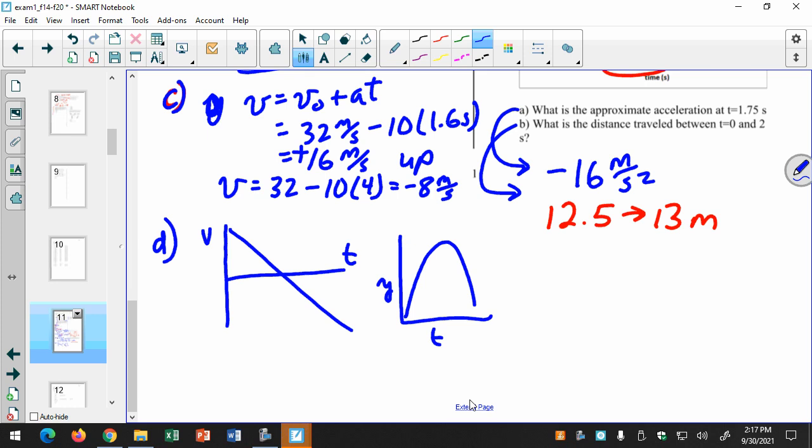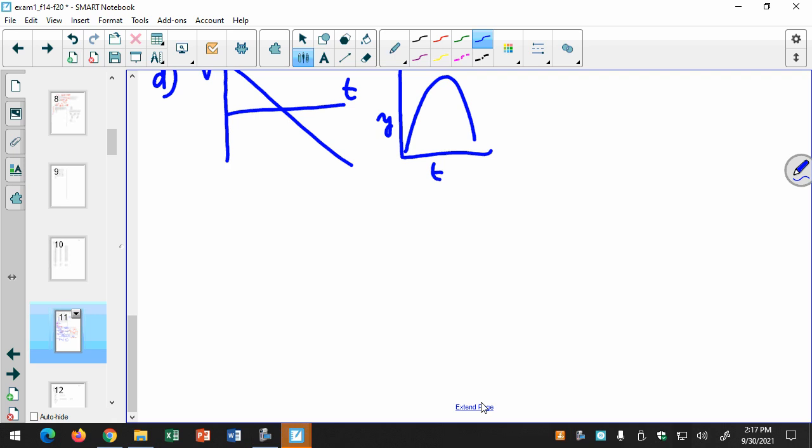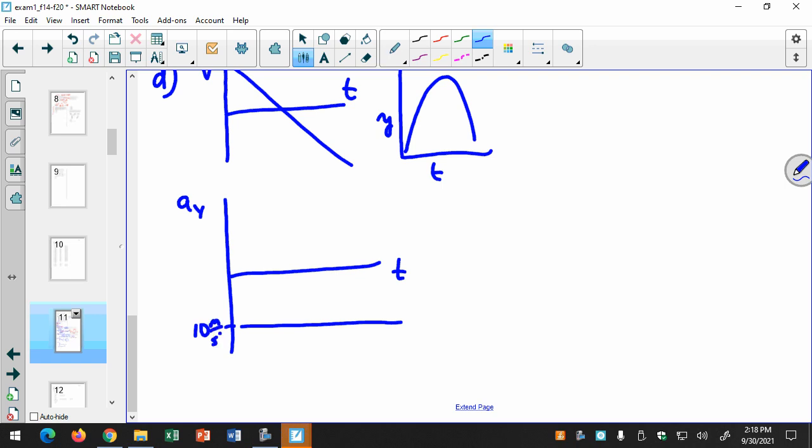What would the acceleration graph look like? Yeah, we haven't done that, have we? The reason I haven't done it is because the acceleration in the y direction versus t will always look like this, where this has a value of minus 10 meters per second squared, because the acceleration in the y direction is always constant. Yeah, we don't deal with a changing acceleration. That makes problems quite a bit more complicated when you have a changing acceleration.